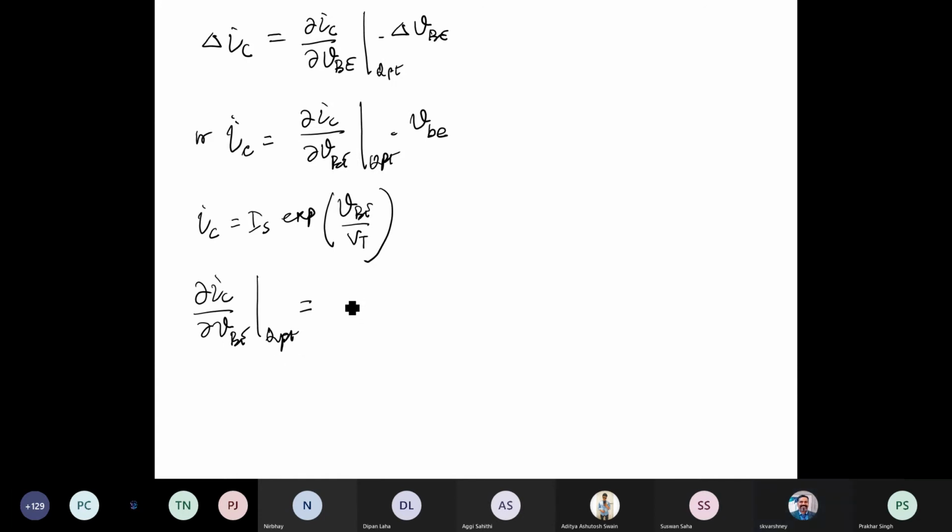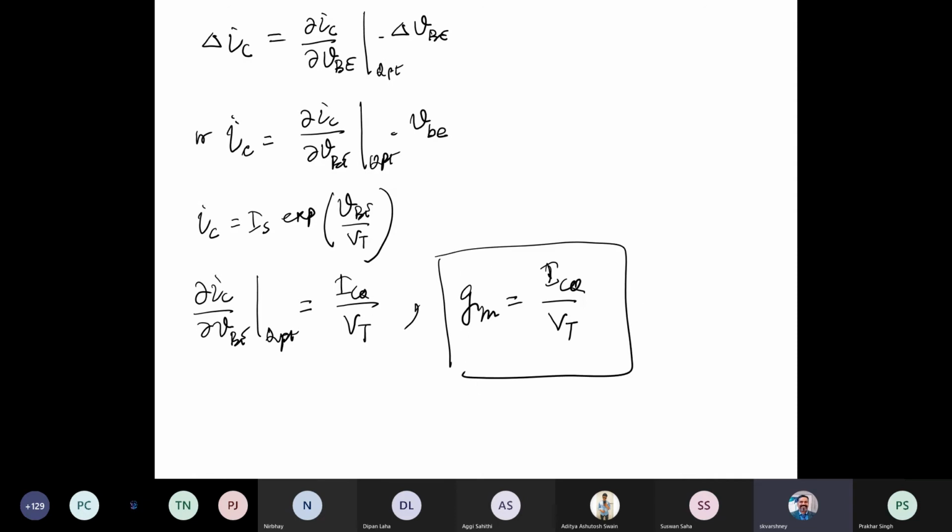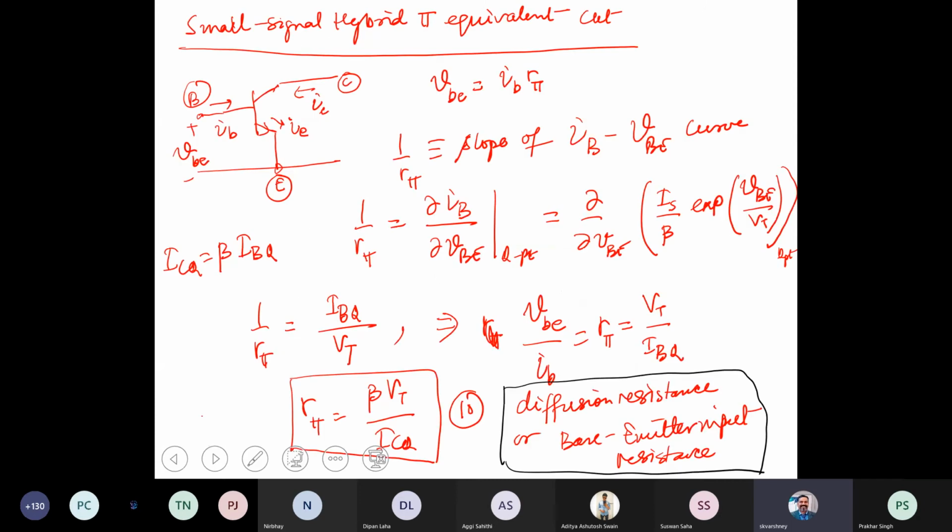That comes to be ICQ over VT. So we can write IC over VT, since it is a transconductance. We can define this as gm, which is nothing but the transconductance. So this is ICQ over VT, and this we define as the transconductance. Let's write this as equation 11.